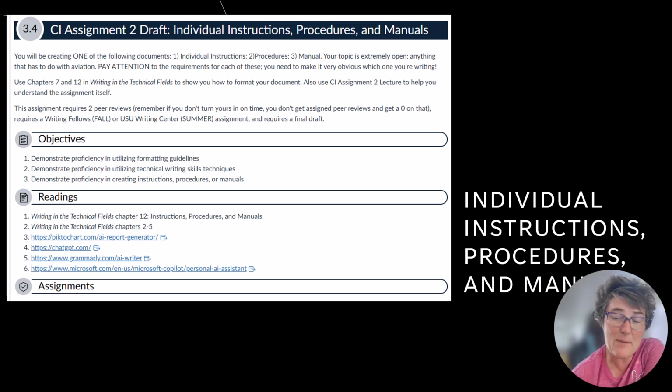You're going to turn in this draft, and then you've got 2 peer reviews. You have a writing fellows meeting that you have to have if you're a student in the fall, and you have a writing center assignment if you're a student in the summer. Again, really the whole focus is on chapter 12 and using chapter 12 to create whichever one of those 3 things you choose.